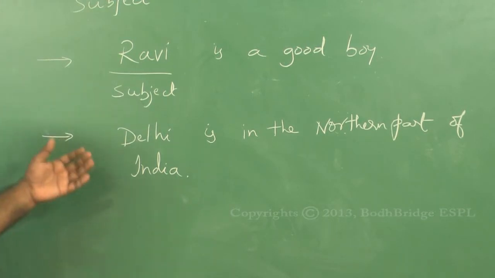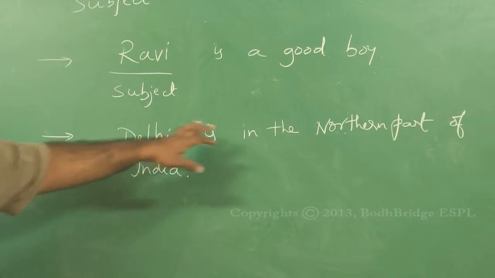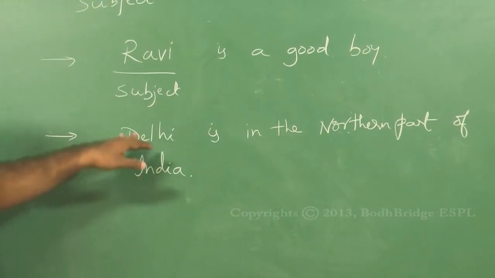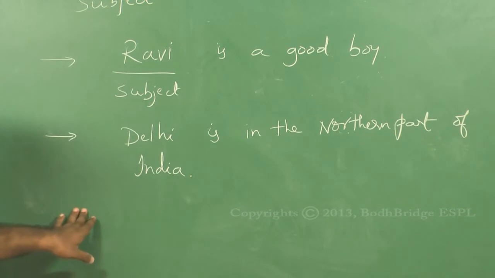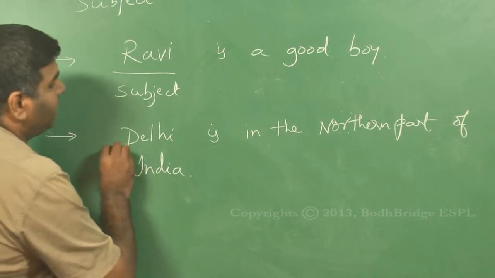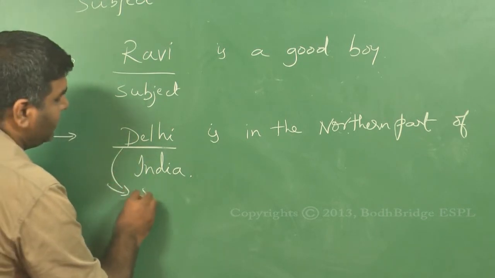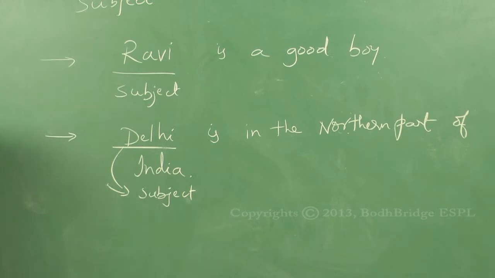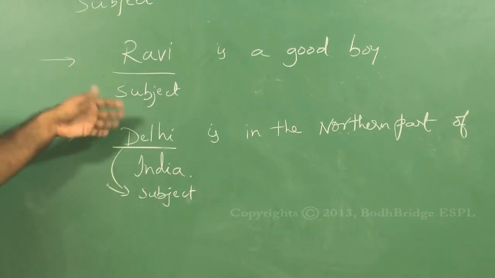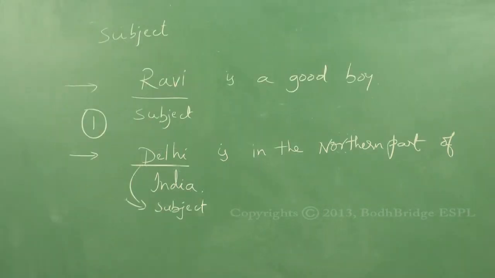Now, what am I speaking about in this particular sentence? I'm saying that Delhi is in the northern part of India. Am I speaking about Delhi, or the northern part, or am I speaking about India? If you observe, I'm speaking about Delhi. Therefore, Delhi becomes the subject of my sentence. Thus, the one about which or who I speak is called the subject. This is definition number 1.